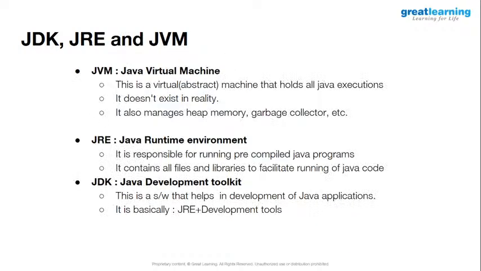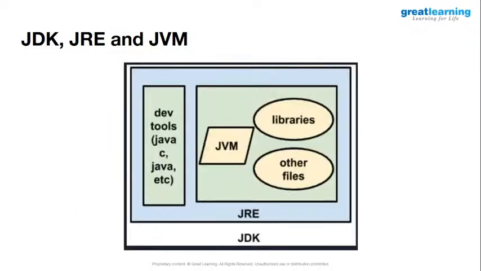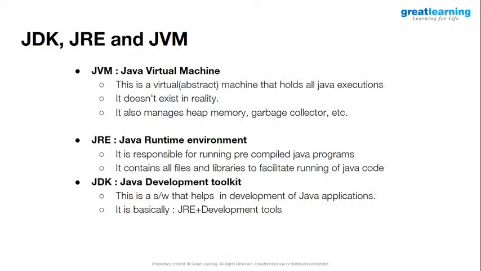Now let's talk about what JDK does. JDK is a software that helps us to develop Java applications. It comprises the JRE and the development tools. What are the development tools? Basically those executable files, the binaries javac, java and all those files. As we have seen earlier, java was the command which we used to run our program, and javac was the command which we used to compile our program. So this is all about JDK, JRE and JVM.